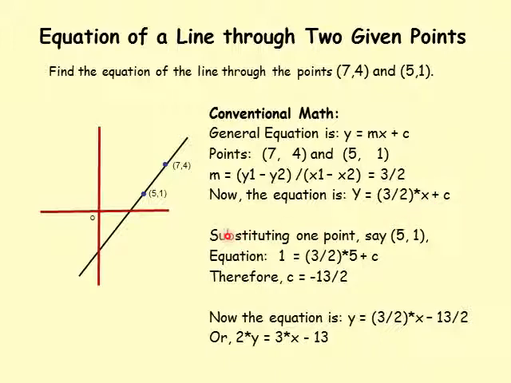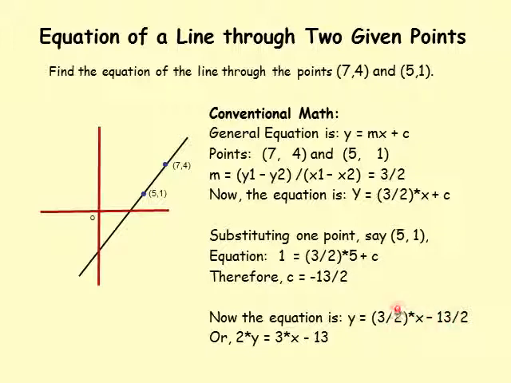We still need to compute c. For that, we substitute one of the points. Say we substitute (5, 1) into this equation where we don't know c yet. So that becomes 1 equals 3 by 2 times 5 plus c. From there I compute c. c is minus 13 divided by 2. So m I already had, c I just computed. So the equation is y equals 3 by 2 times x minus 13 over 2.